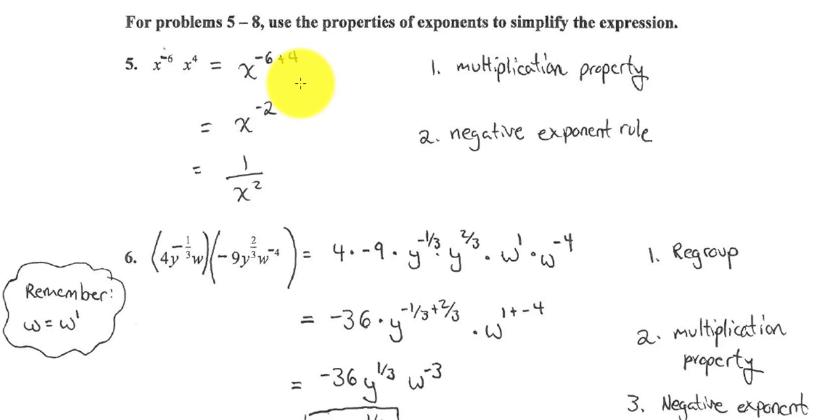Number 5. Okay, so it says use properties of exponents to simplify the expression. Okay, so we have the same base, we add the exponents. Negative 6 plus 4 is negative 2. And then remember, on my tests and quizzes, we'll never have a problem where we leave the answer with a negative exponent, right? We always want to have a positive exponent. So if my base is x, we write 1 over x, and make the exponent positive.